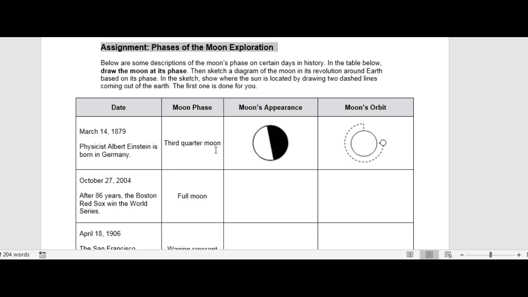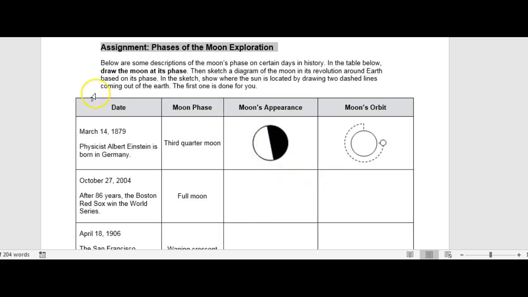So that means that the light side of the moon, where we see the light, would be on the left-hand side. And so this is a perfect example of half of the moon is always lit up, right? So this is what it's going to look like in the third quarter moon phase. We're going to see that whole half that's lit up here.